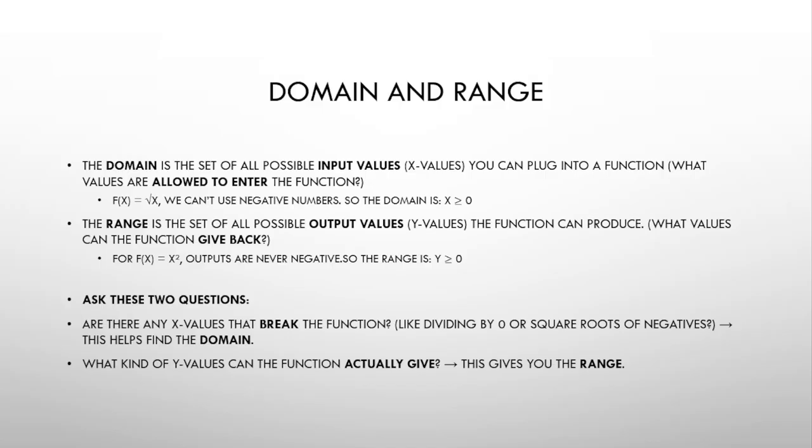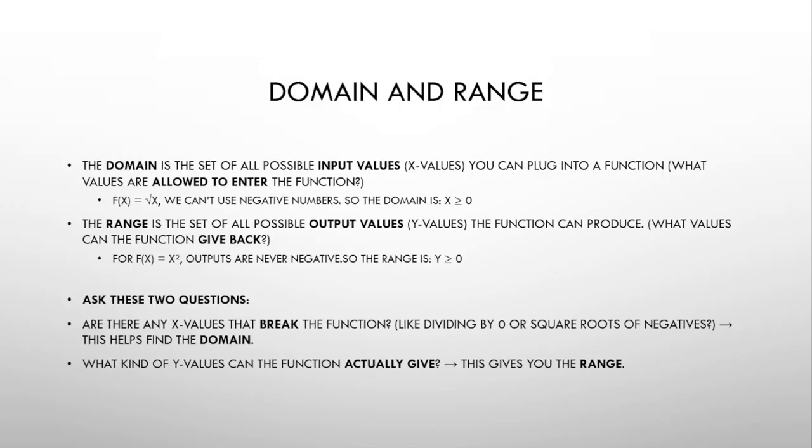For example, we have f of x equals the square root of x. So we cannot plug in negative numbers. Therefore, the domain is x greater than or equal to 0. Or we have f of x equals 1 divided by x minus 2. We cannot use 2 as the input because it would be 1 divided by 0. So here the domain is all real numbers except 2.